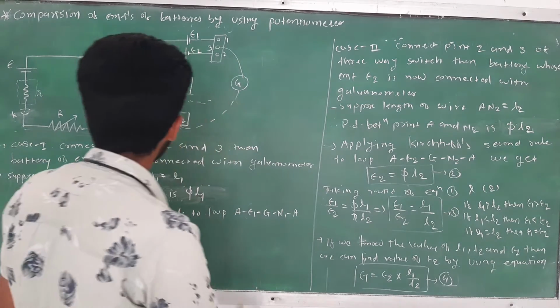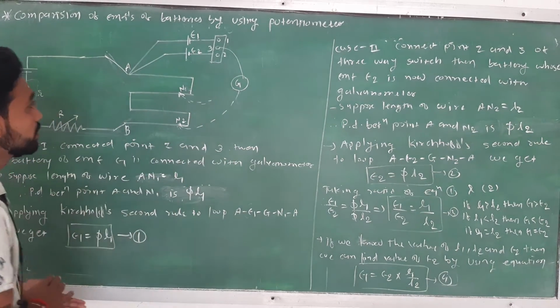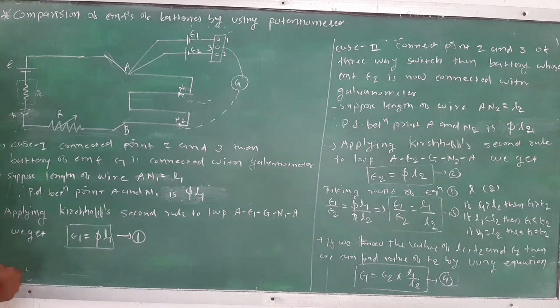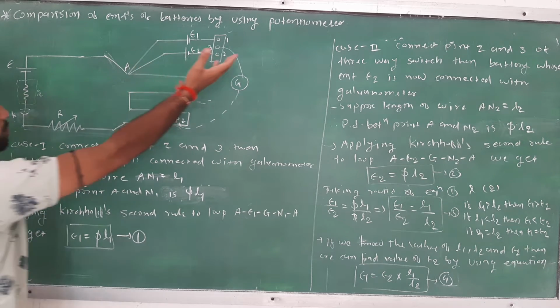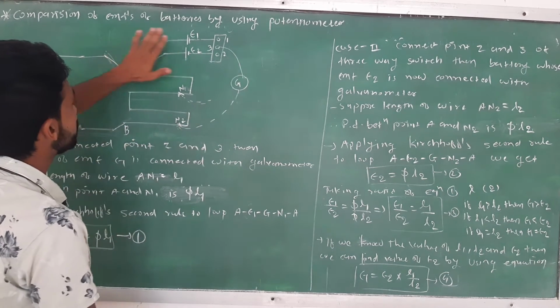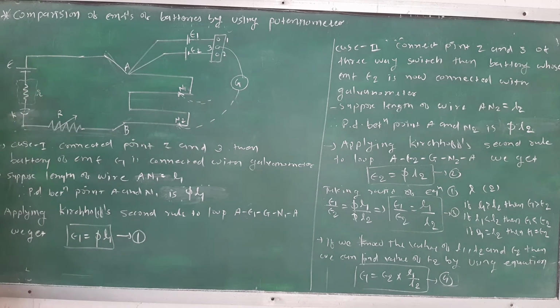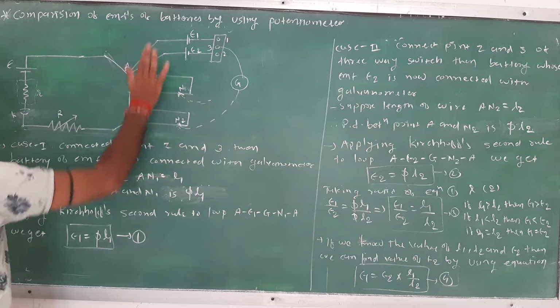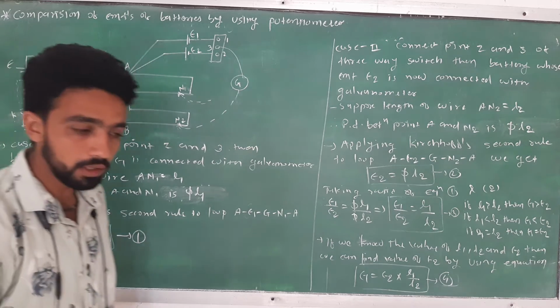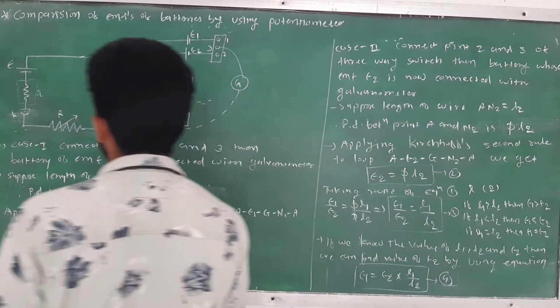So here you can see the circuit arrangement for the potentiometer. By using this circuit diagram, or this device, the potentiometer, you can find the EMFs of the batteries. Okay, so now we start.